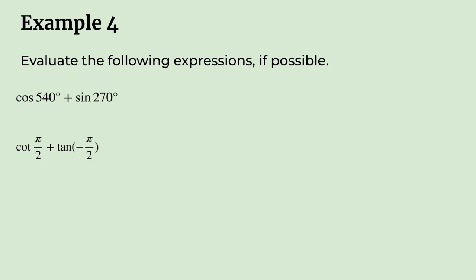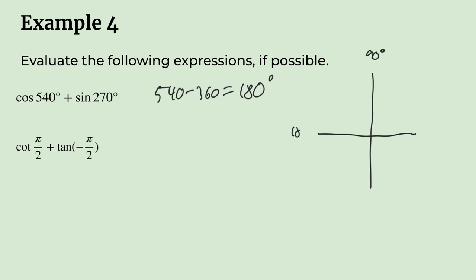So now using trig to find multiple values, cosine of 540. If you think about our coterminal angles, 540 degrees minus 360 equals 180 degrees. For our trig functions at 0, 90, 180, 270, and 360: at 0, the sine is 0. Cosine is equal to 1.